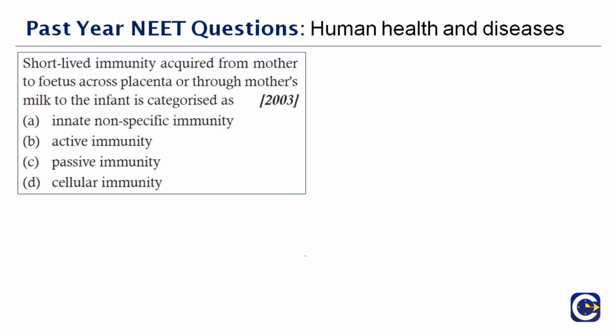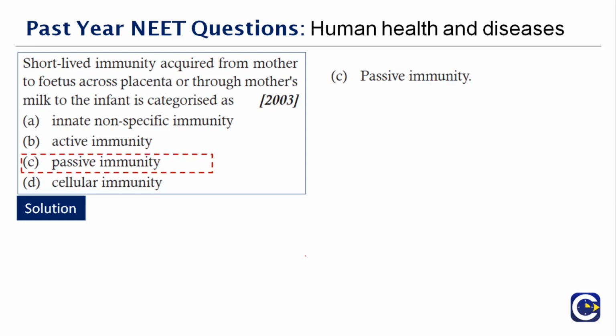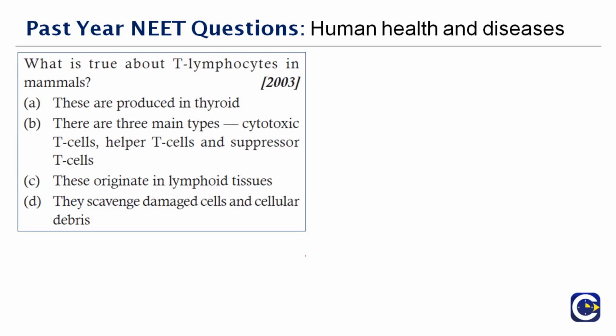Next question here. Short-lived immunity acquired from the mother to the fetus across the placenta, or through the mother's milk to the infant, is characterized by dash. This was asked in the year 2003. So this is called passive immunity. I think all of you know what the answer is, and I don't have to explain this. Mother's milk, as I already said, is rich in the antibody IgA, or you call it immunoglobulin.